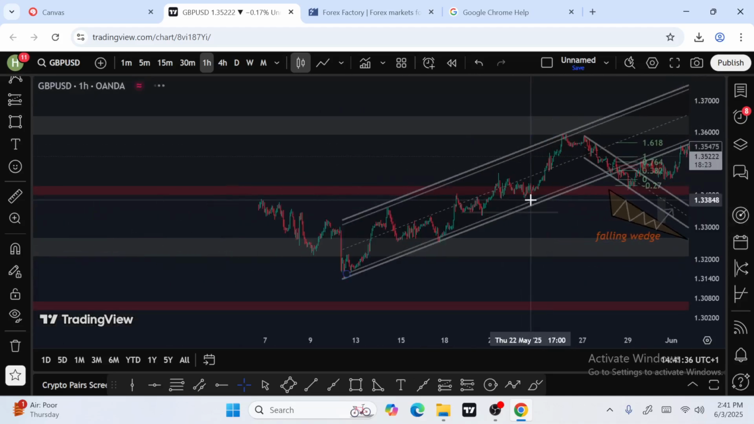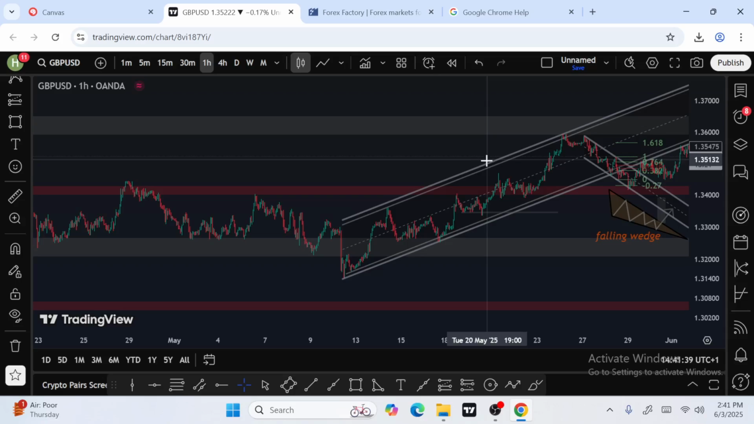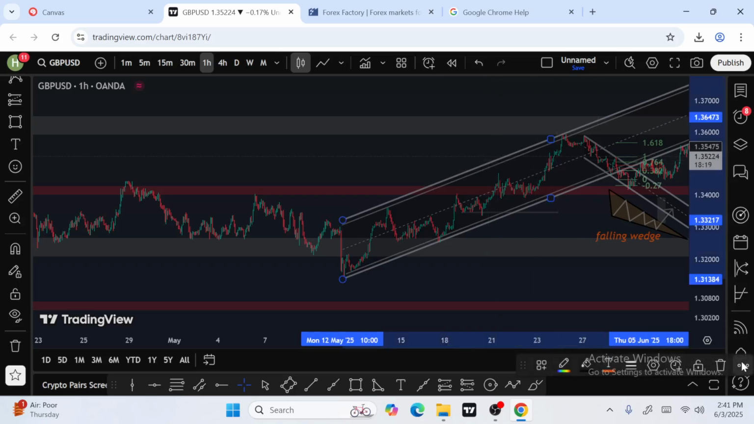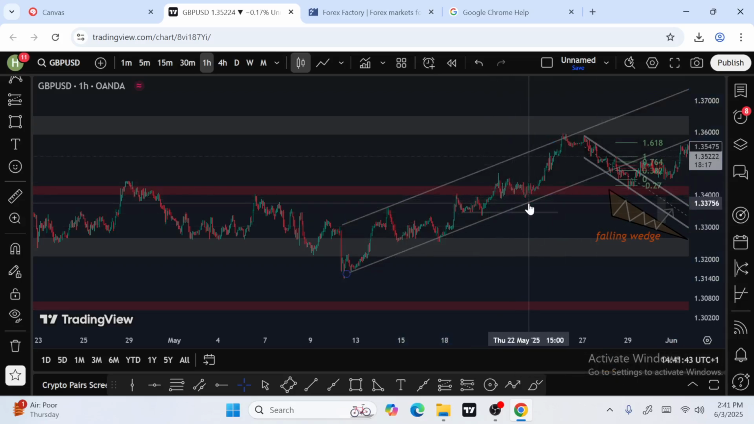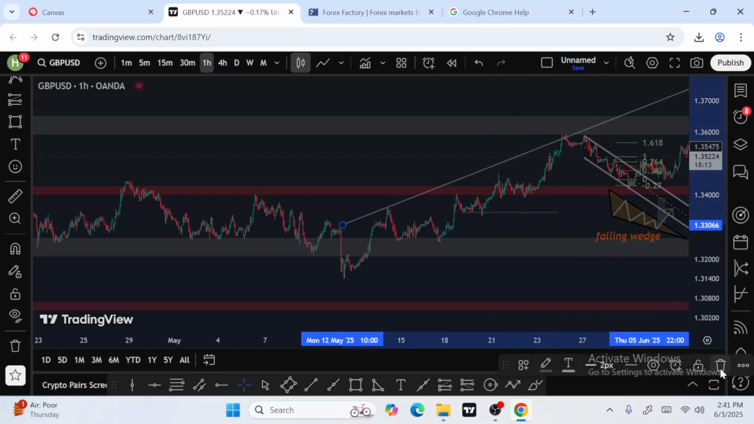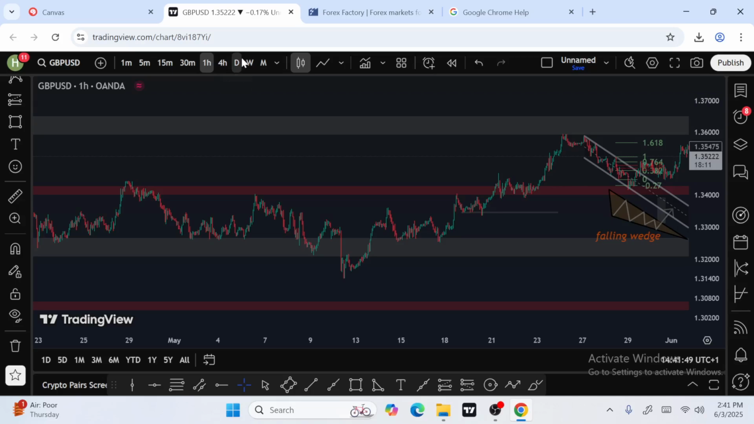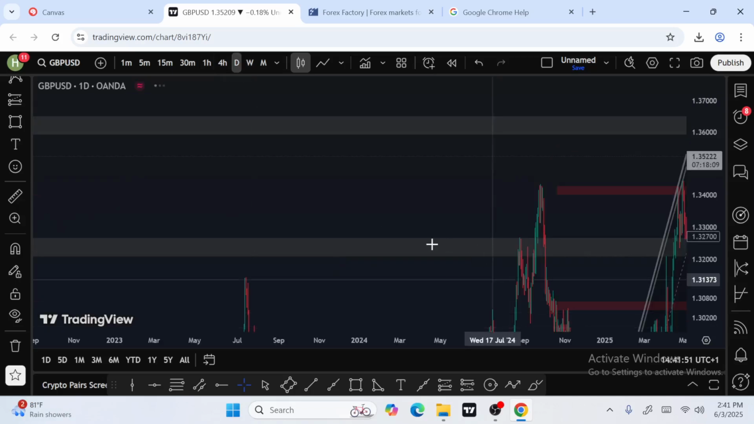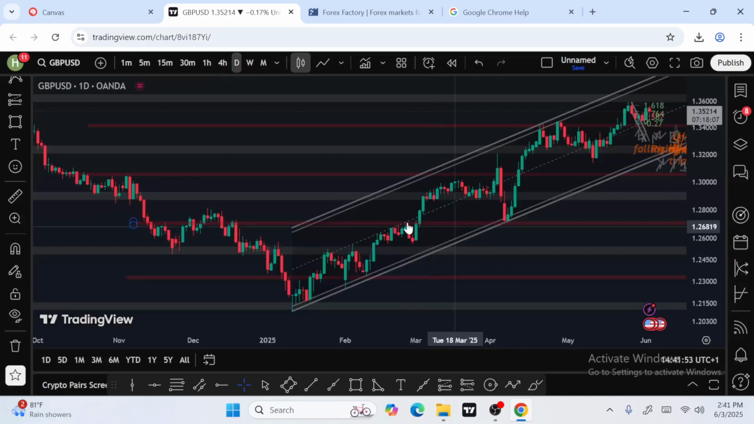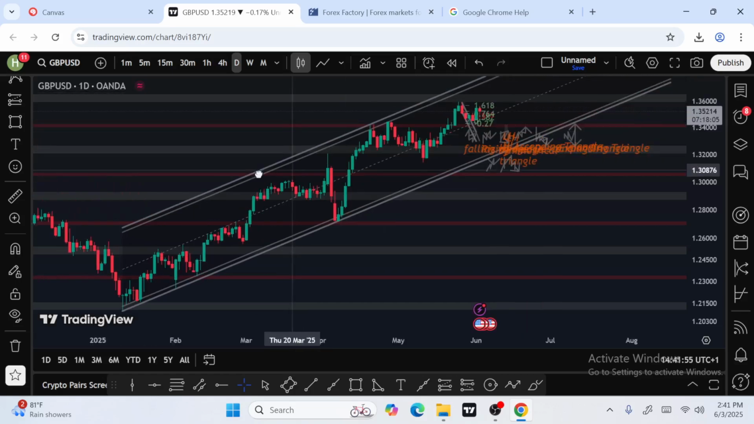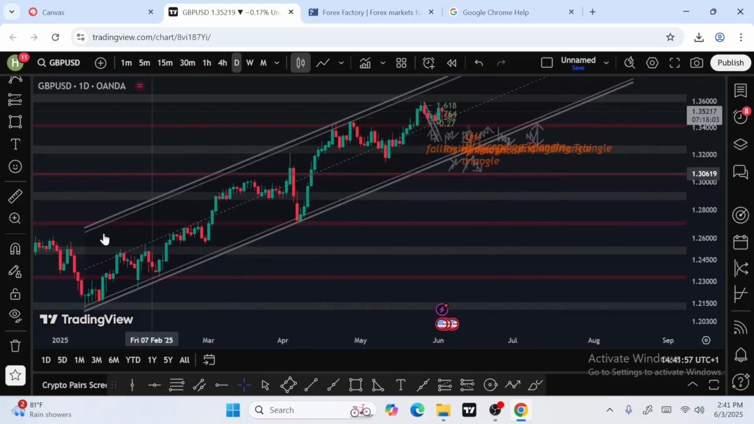Coming out from this entire what? Uptrend. What are we going to say about this? But don't forget, on our daily time frame, we still have an overall. Are we following? Yes. Exactly.